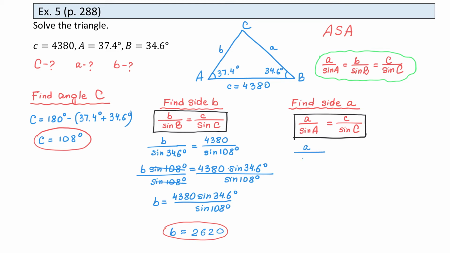A over sine of 37.4 degrees equals 4,380 over sine of 108 degrees. Then A times sine of 108 degrees equals 4,380 multiplied by sine of 37.4 degrees. We will divide both sides by sine of 108 degrees.